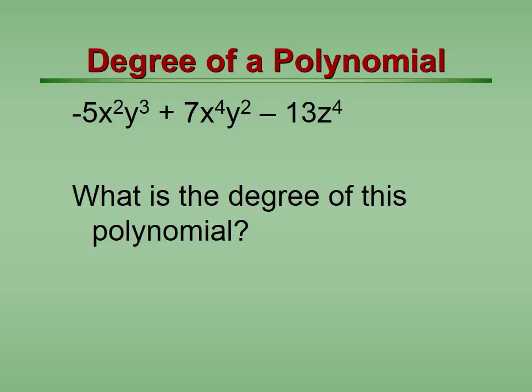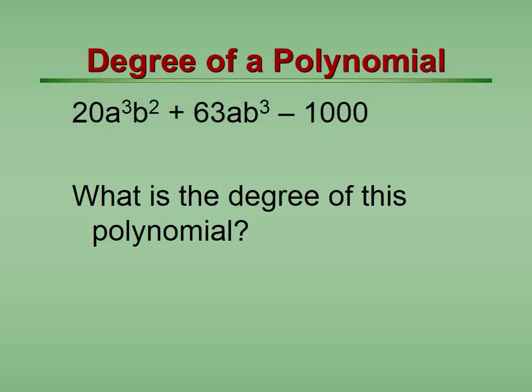You go ahead and try this one on your own. What is the degree of this polynomial? Okay, so the first term has a degree of 5, the second term has a degree of 6, and the third term has a degree of 4. And since 6 was the highest degree term, the degree of your polynomial is going to be 6.